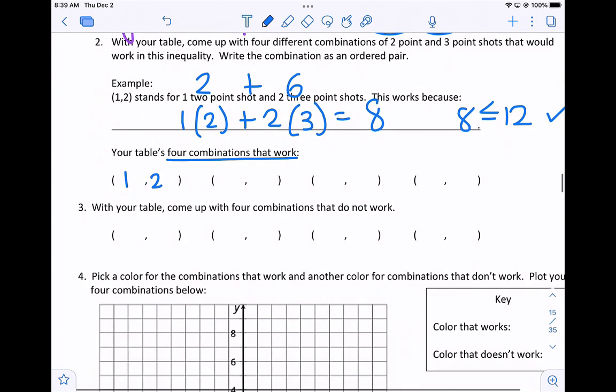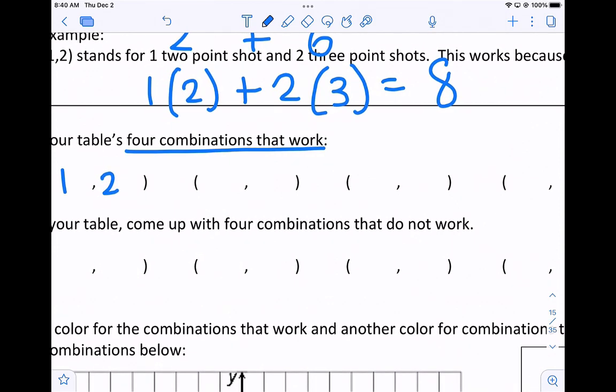So again, in class, you'll be testing different numbers. What are some other combinations of 2 and 3-point shots that will fit the situation that's less than or equal to 12? And then what are some examples of combinations that do not work? So I'll just put some up here. I know that 0, 0 will work because 0 times 2 plus 0 times 3 is 0, and that's less than or equal to 12, and he can score 0 points.